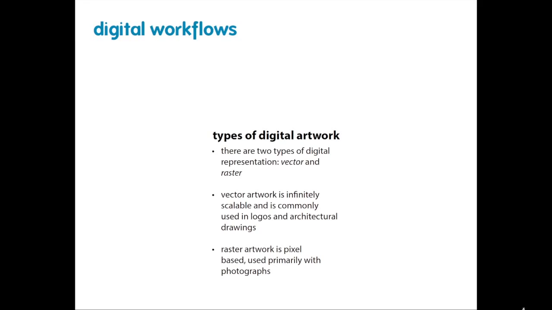There are two types of digital artwork, vector artwork and raster artwork. Vector artwork is infinitely scalable and is used mostly in things like logos and architectural drawings. It's very handy because it is infinitely scalable. You can take it and it will look the same if it's on a business card or if it's on a billboard. And then by contrast, raster artwork is pixel based and it's used primarily in photographs. So let's look at these two.